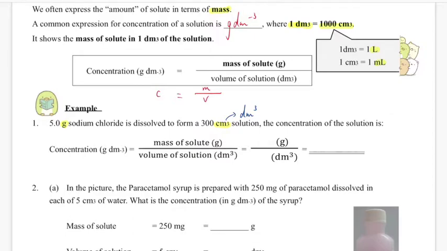Remember, concentration equals mass over volume. So it will be 5 gram over 300 divided by 1,000, or times 10 to the power of minus 3. The final answer will work out to be 16.67 gram per dm³. Again, here we leave 2 dp. That would be enough.